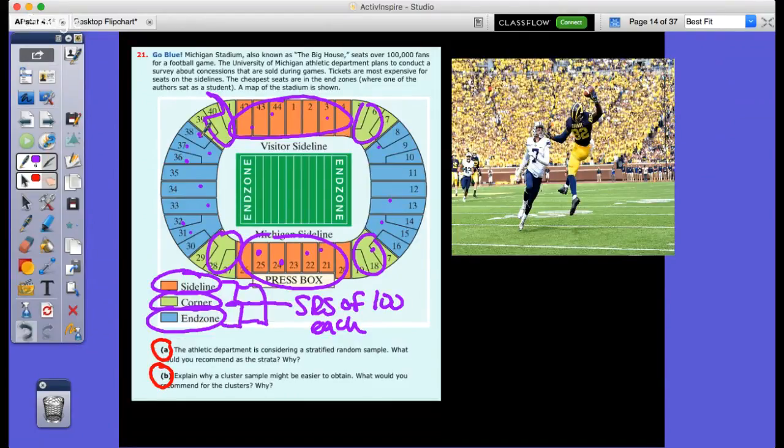B says, explain why a cluster sample might be easier to obtain. Well, I think a cluster might be easier. Because what I would do is, in Michigan Stadium, it's maybe harder to see here. But let's say that row 1, and I'll do this in yellow, obviously, because it's Michigan, right? We're going to say that this row 1 is all the way around the stadium, okay? And in Michigan Stadium, there's a ton of rows. Let's say there's like 100 rows, okay, all the way up.